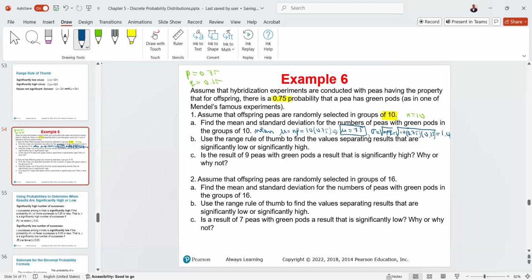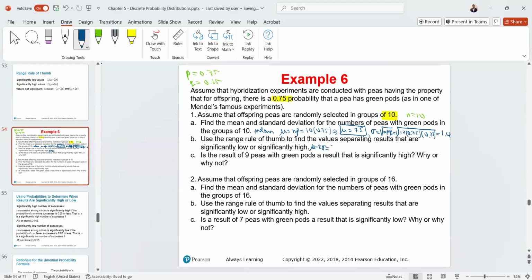Okay. Now, use the range rule of thumb to find the values separating results that are significantly low or significantly high. We need to verify this. We always need to do significantly low or significantly high. Remember, you do 2 standard deviations below the mean.